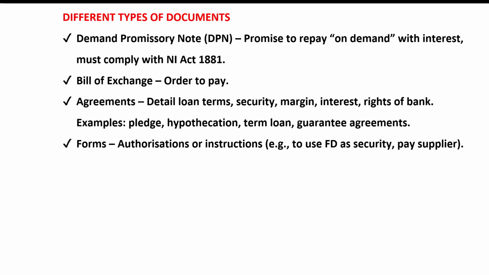Then we have different types of documents. In particular, we'll understand DPN, bill of exchange, agreements and forms. Demand promissory notes mean the borrower promises in writing to repay the bank on demand with the agreed rate of interest. So they must satisfy Section 4 of the Negotiable Instruments Act. Section 4 particularly defines the promissory note.